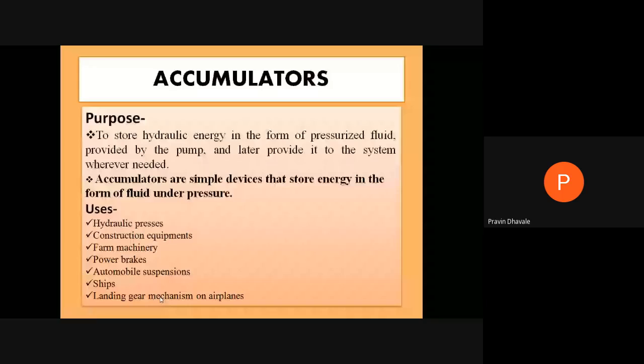Have you understood what is an accumulator? Yes, reply. Yes. Yes, sir. Anybody reply? Yes, sir.